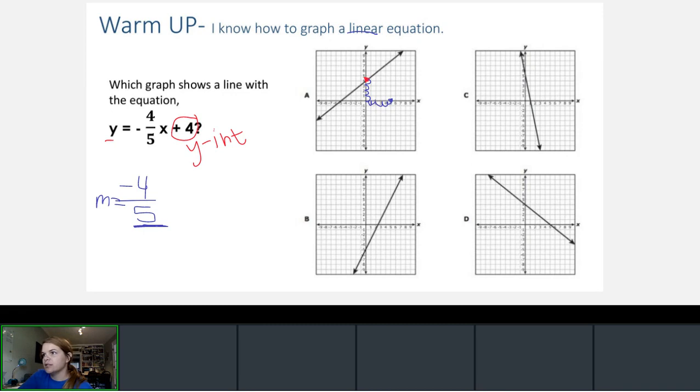As you can already see, A is not the answer. I'm looking for a line that looks like this. So it's not A. We can tell it's not C. It's not B. So D it is. You would just check that it has a y-intercept of 4 and then count your slope. So that's just a quick review of graphing linear equations.